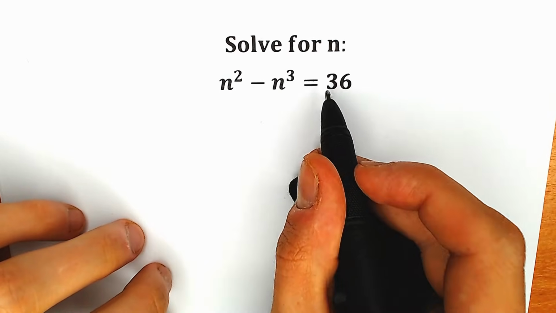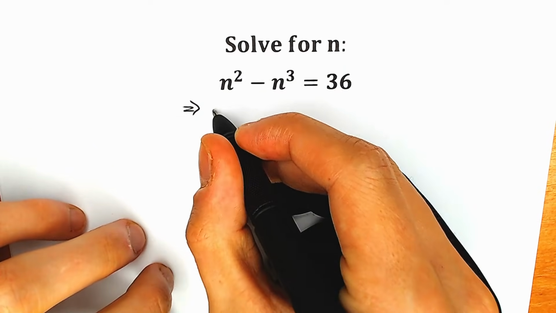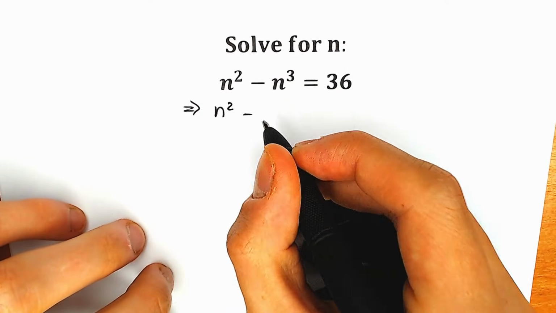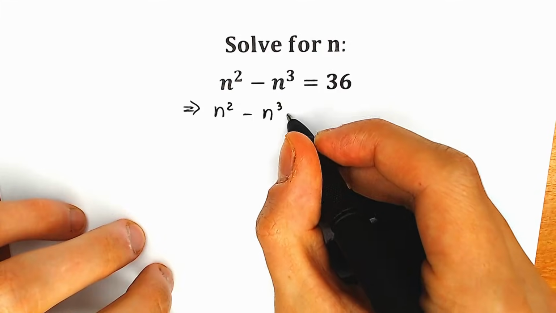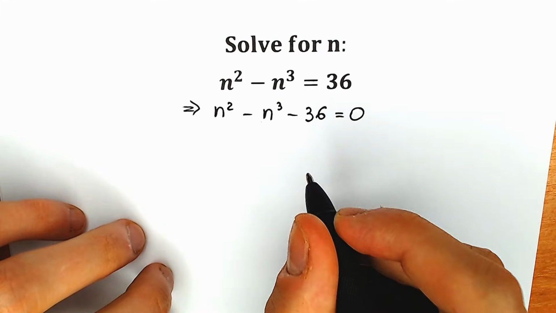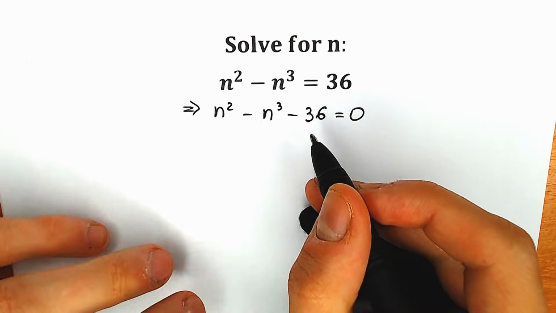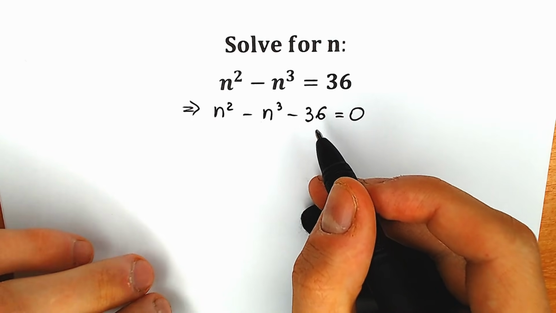Okay, so first of all, let's write the 36 on the left side. So let's do it right now. We have the same beginning, so we have n square minus n cube and minus 36 equal to 0. Right now, instead of the 36, let's write 27 plus 9. And a lot of students might be asking, why do we write 27 plus 9?